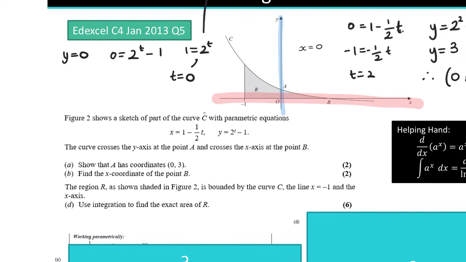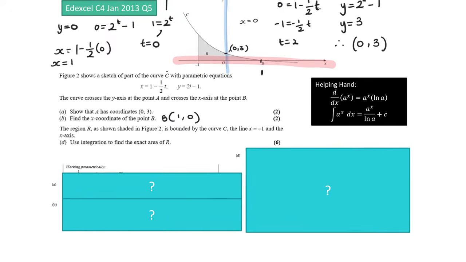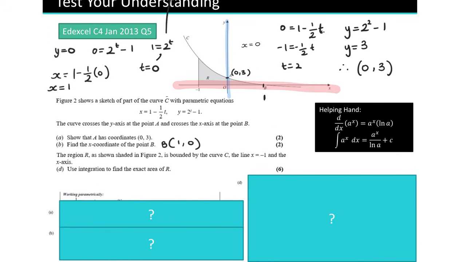I'm now going to substitute this into x. So x equals 1 minus a half lots of t, which is 0. So x equals 1. So our x coordinate for the point B is in fact 1. So our point B is 1, 0. Okay, so I can even just put 1 here. I might even put a 3 here. Okay, perfect.